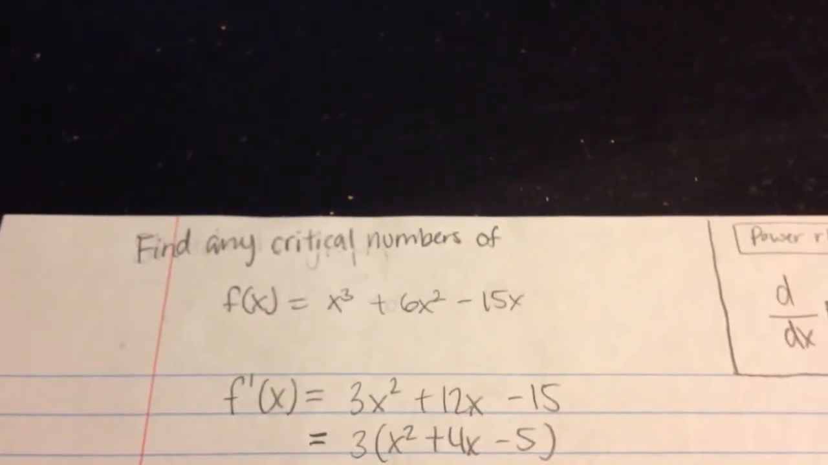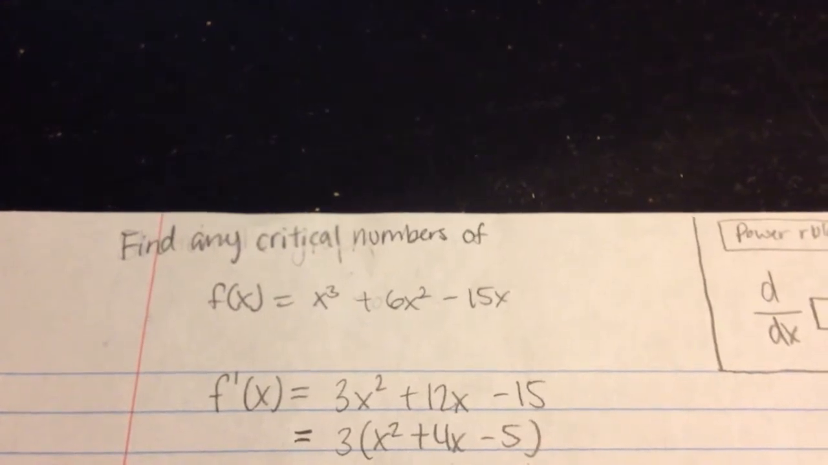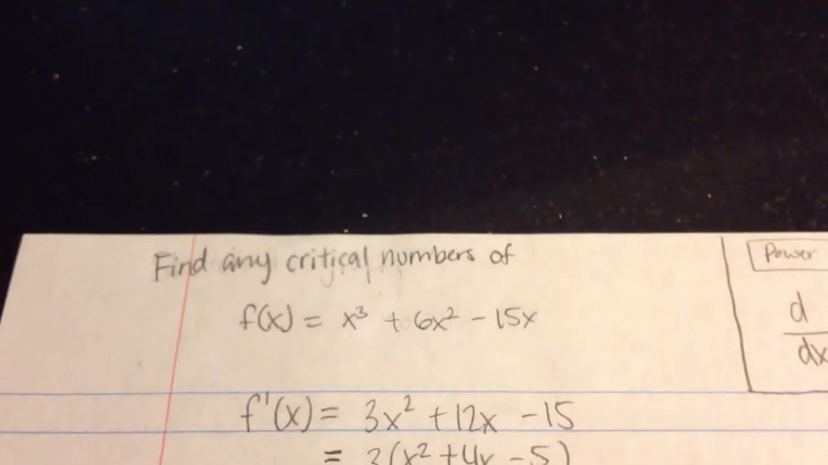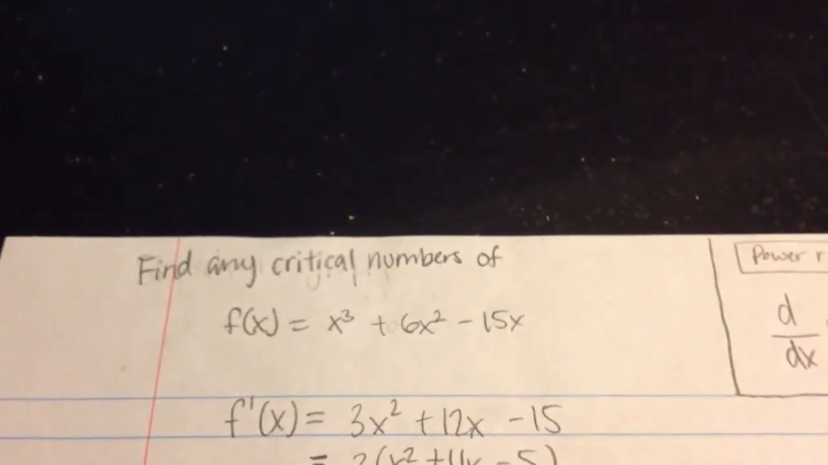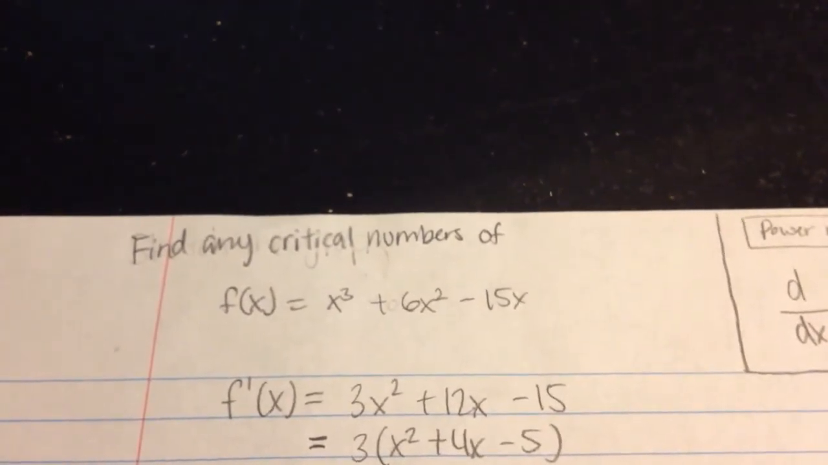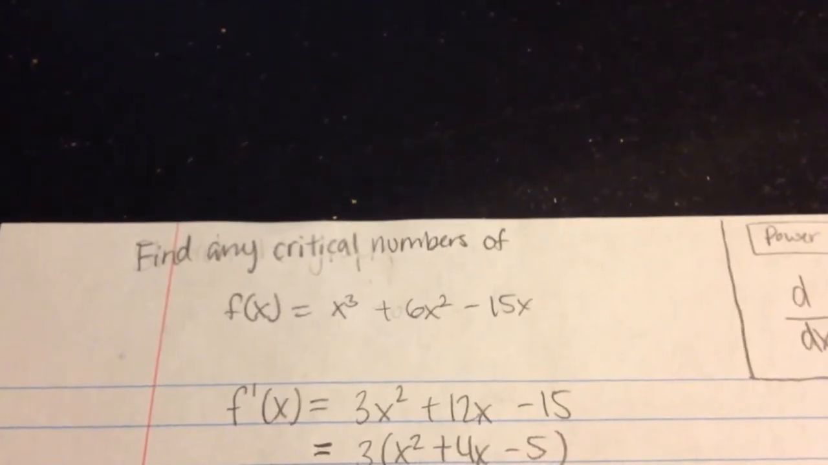Okay, so you've been asked to find any critical numbers of f(x) = x^3 + 6x^2 - 15x. Now, what you'll need to do to find the critical number of this function is to take the first derivative and find out which values make that first derivative equal to 0.